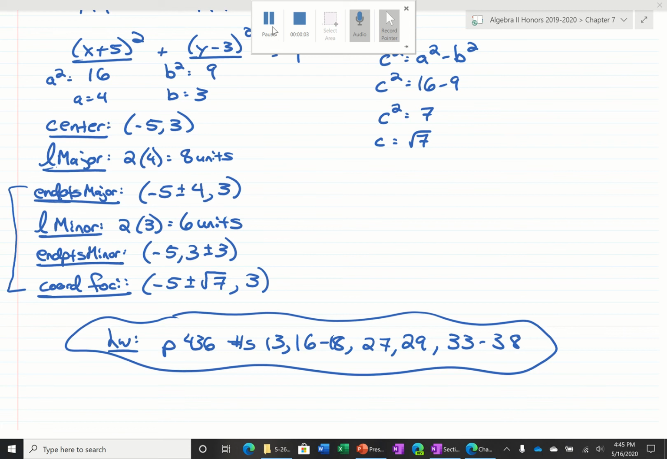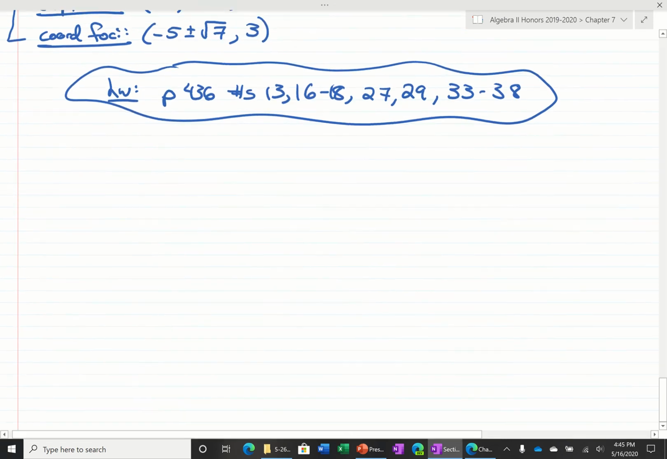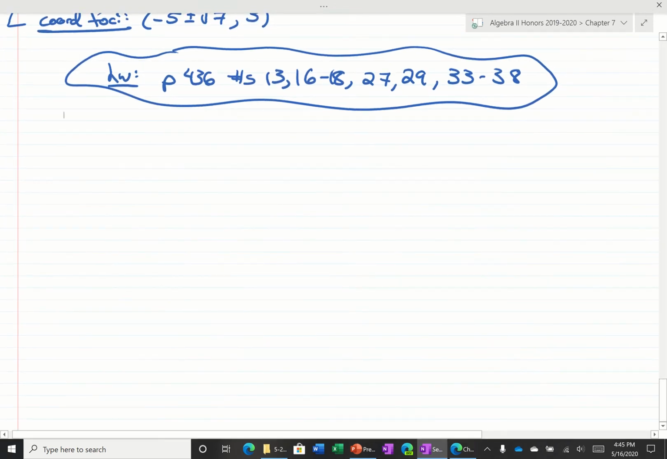Okay, so looking at your homework on page 436, let's see what we have going on here. So number 13 was similar to what we did in class. It says x squared plus 25y squared minus 8x plus 100y plus 91 is equal to 0.